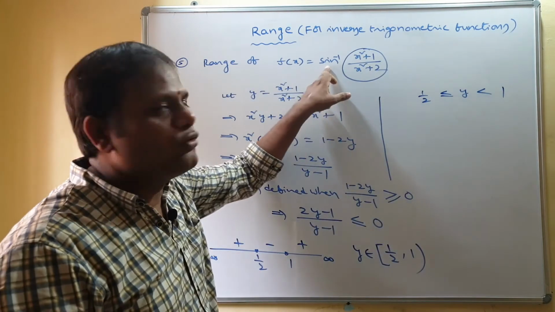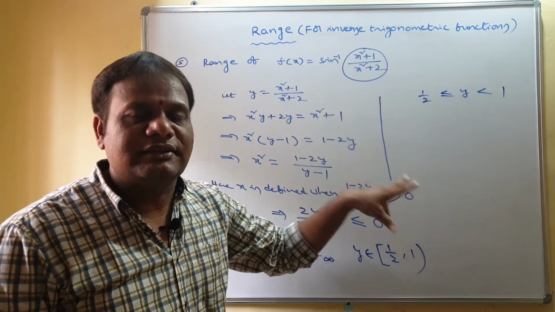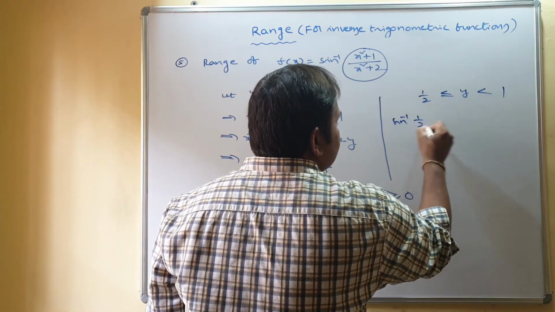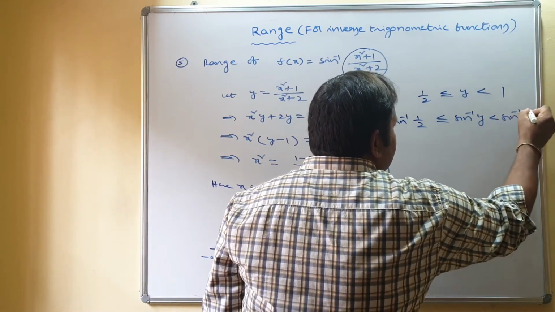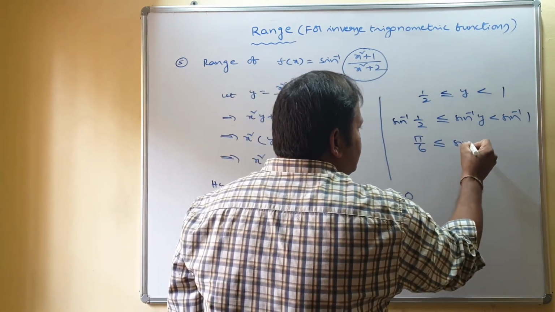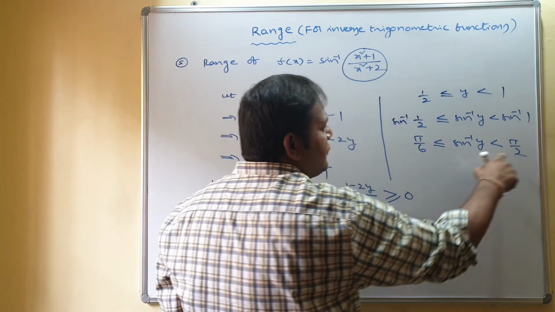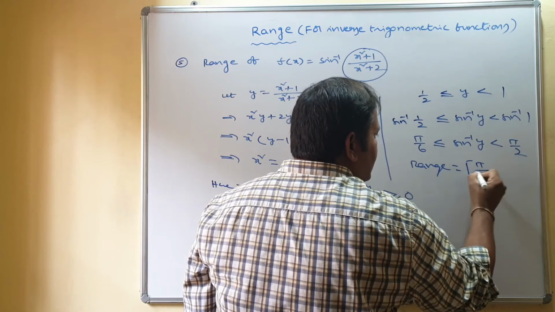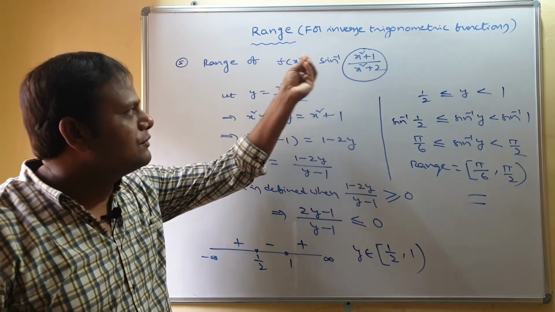What function do you have to apply? You have to apply the sine inverse function. Is it an increasing function or decreasing? Yes, it is an increasing function. So, we get sine inverse 1 by 2 is less than or equal to sine inverse y is less than sine inverse 1. What is sine inverse 1 by 2? Is it pi by 6? Less than or equal to sine inverse y less than pi by 2. So, all these values are between pi by 6 to pi by 2. So, the range of the given function is the interval closed at pi by 6, open at pi by 2. So, this is the range of the given function.